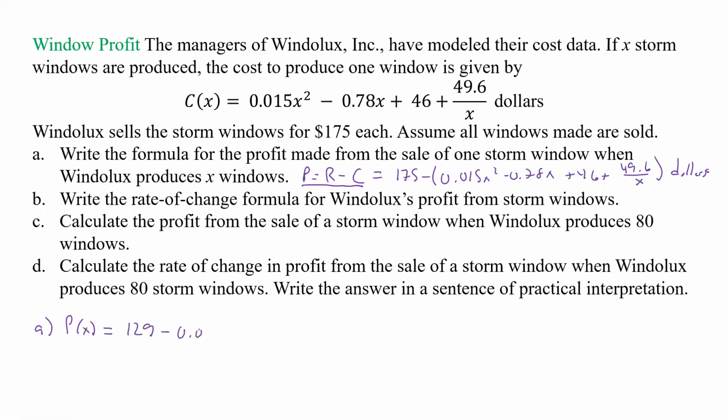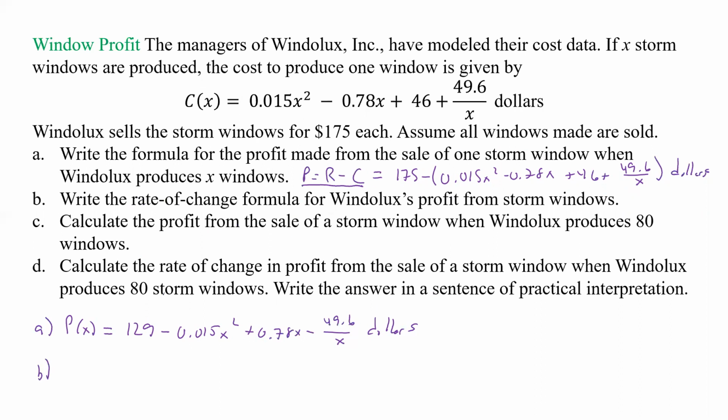minus our 0.015x squared minus, oh, actually it's going to be plus now, 0.78x, and then minus the 49.6 over x. So we've taken that minus that and then plus that, and when we subtracted that, that came from here, and then minus that part, and that's dollars. So that's kind of our real function if we go ahead and do all that subtraction and get rid of parentheses.